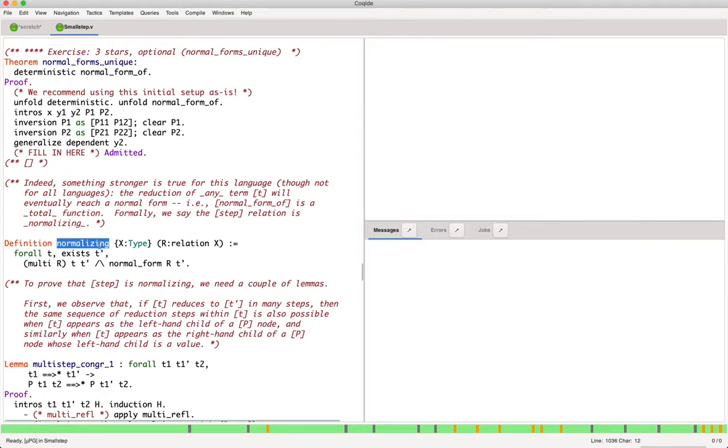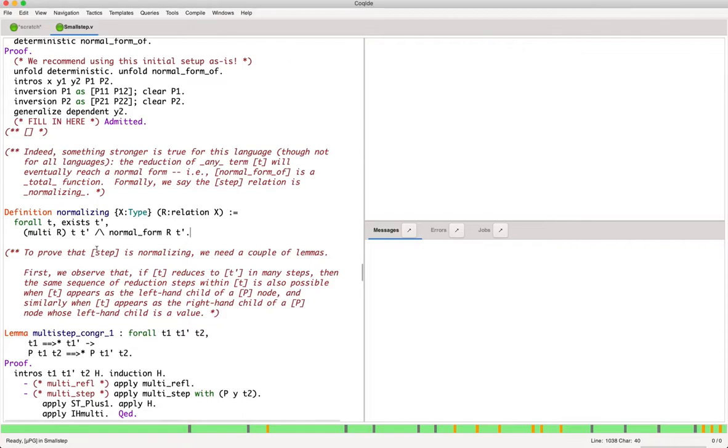So this is just a property of an arbitrary relation, right? It just says that there is some t prime such that t is related to t prime using the multi version of the R relation, and t prime is a normal form of that relation. Okay, so what they go on now to do is prove that the step relation they have for this particular simple language is normalizing.